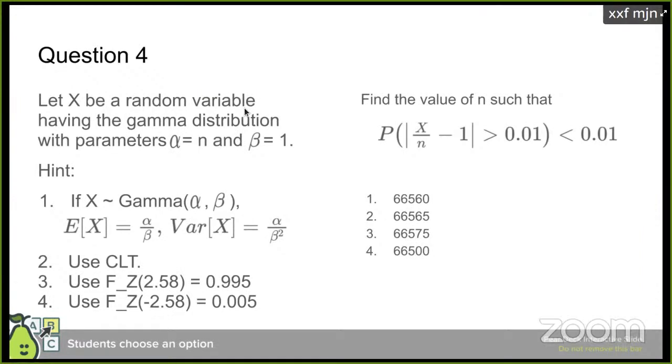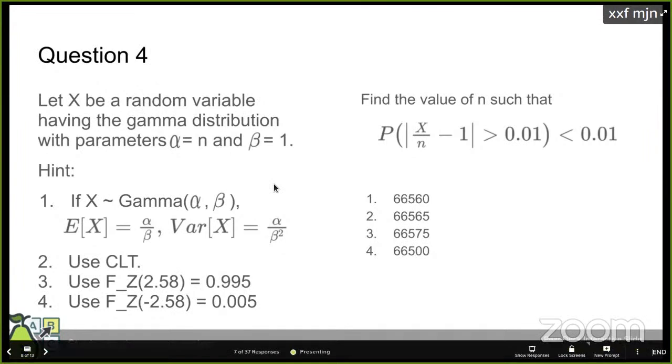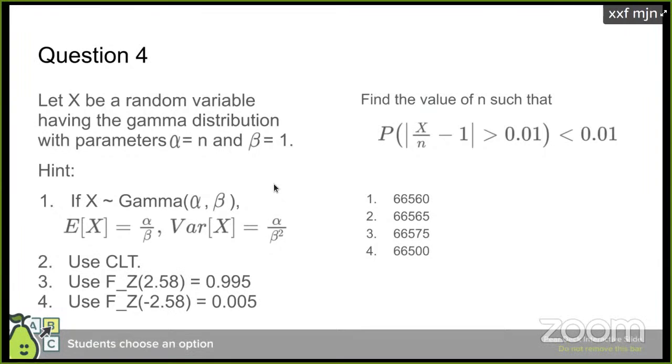Okay, so how many responses? 7 responses out of 37. Others, please try to solve the question. It's similar to the one we solved for questions 1 and 2. In this question, two options should be correct. Two and three, both the options are correct.